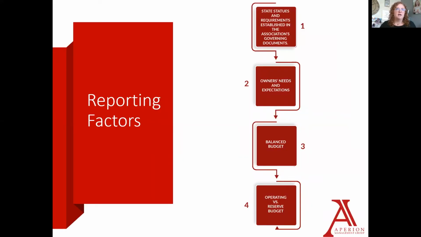So what are some of the reporting factors? What are some of the things that are going to play into what you see on a financial and your role as a board member?